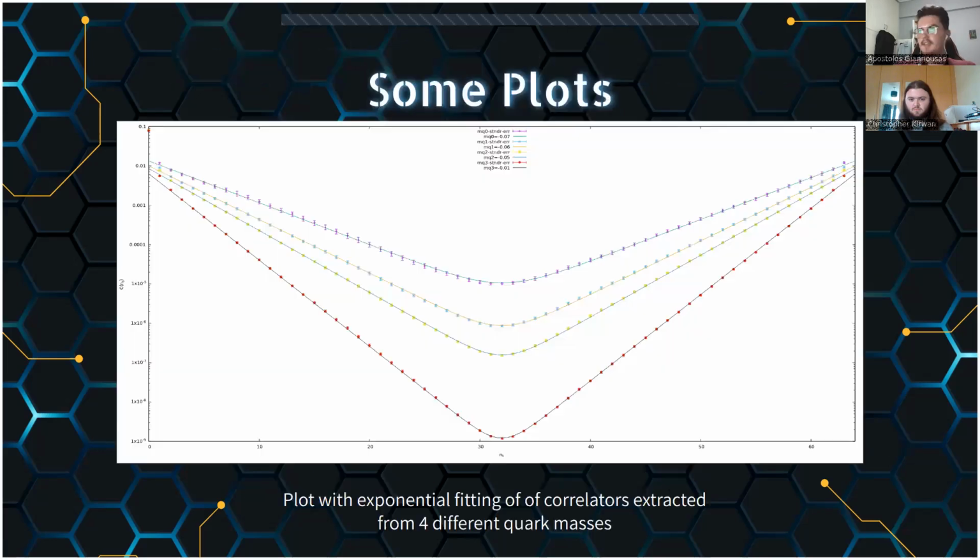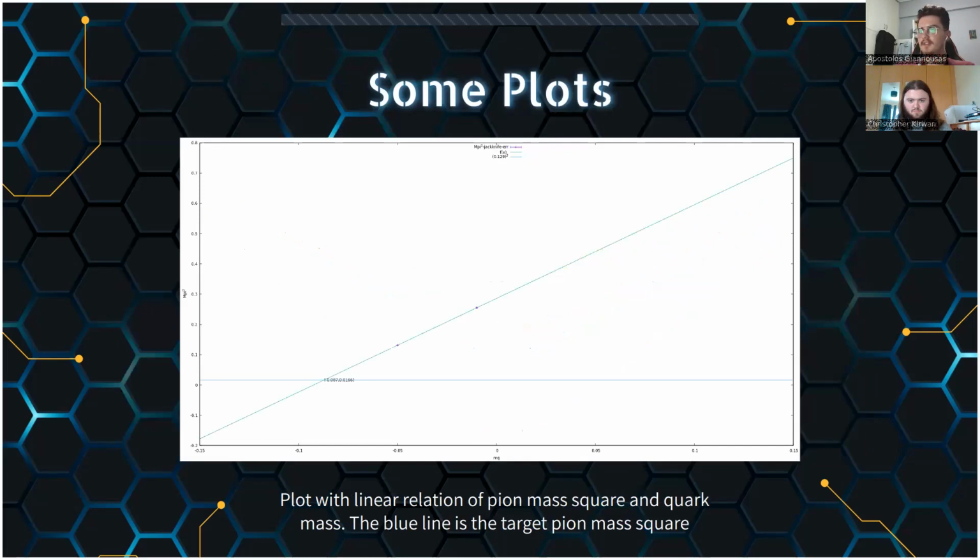So I will end my presentation with some plots. This is a plot which demonstrates the exponential fitting of 4 different quark mass correlators. And this here is a plot with the linear relation of the pion mass square and the quark mass. That was the relation we discussed previously. And the blue line here is the target pion mass square, which shows us the theoretical quark mass we need to give as an input to our program.